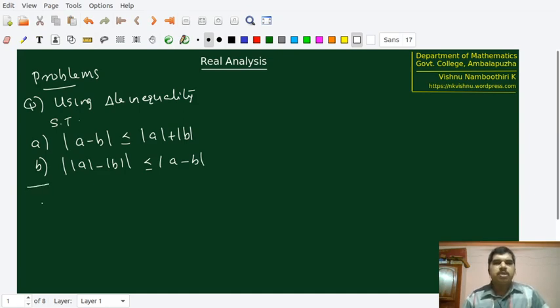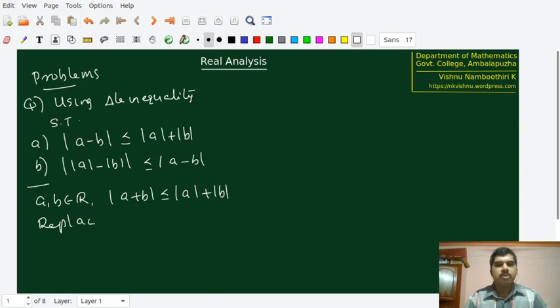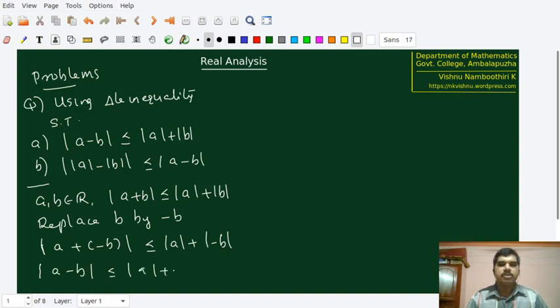So just recall what triangle inequality actually states. Given a, b real numbers, by triangle inequality, we have modulus of a plus b less than or equal to modulus of a plus modulus of b. To solve the first problem, replace b by minus b in triangle inequality. So we get modulus of a plus minus b less than or equal to modulus of a plus modulus of minus b. But modulus of a plus minus b is nothing but modulus of a minus b, and this is less than or equal to mod a plus mod b, because modulus of minus b and modulus of b are exactly the same. So we proved the first problem without much difficulty.